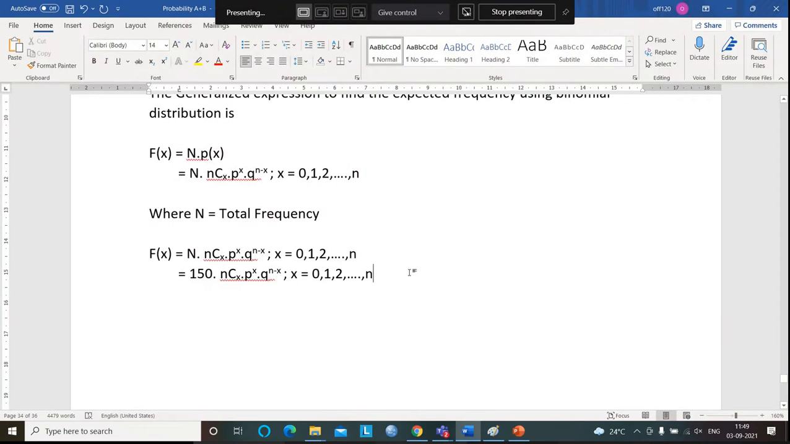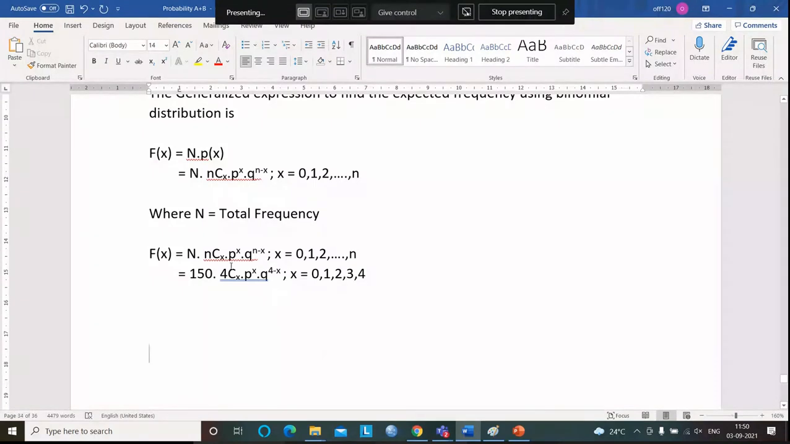So here the n value is up to 4. That means x can take the values 0, 1, 2, 3, 4. Why? Because in the binomial distribution the n value is equal to 4. And then here this n becomes 4 minus x. Now, what are the other two values I need to find out here? P and Q values. Once I know the value of P, immediately Q is equal to 1 minus P.